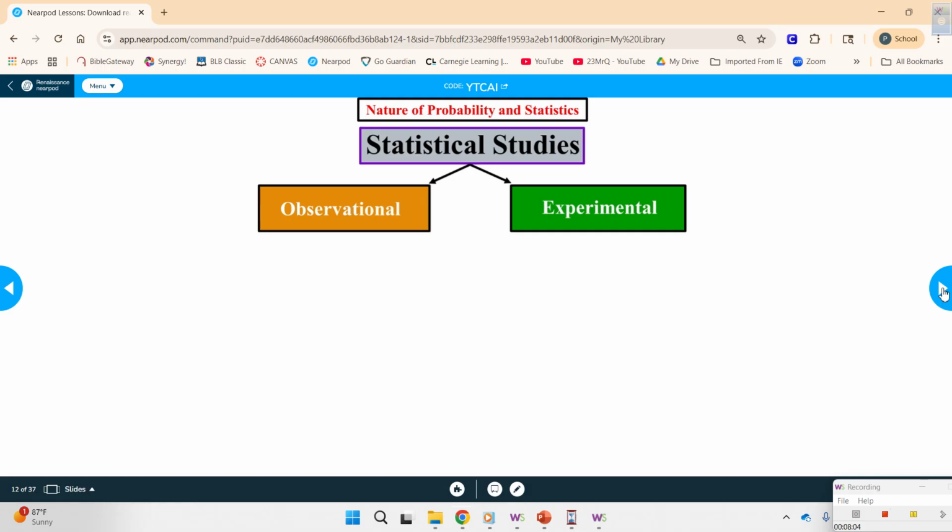So, statistical studies, what type? Observational and experimental. Okay, can you get the lights on, please? Appreciate it. All right, so here we go.